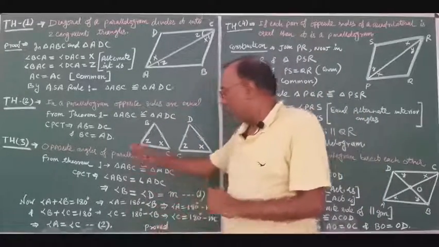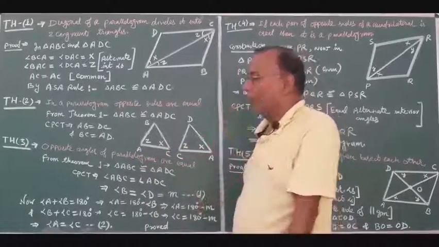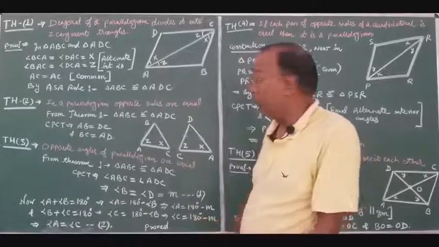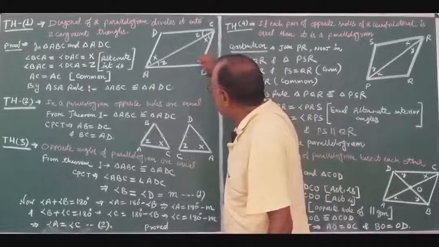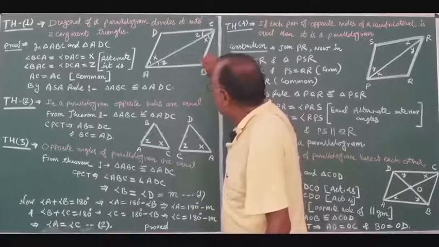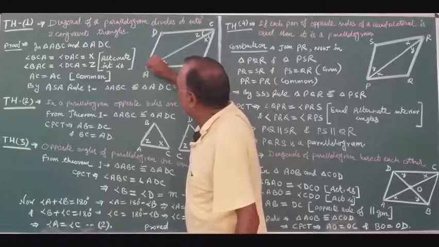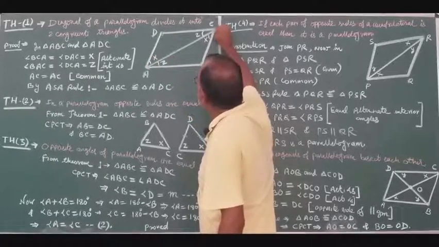Now, theorem third: opposite angles of a parallelogram are equal. And what we have to prove is that this whole angle B is equal to angle D and angle A is equal to angle C. This we have to prove.